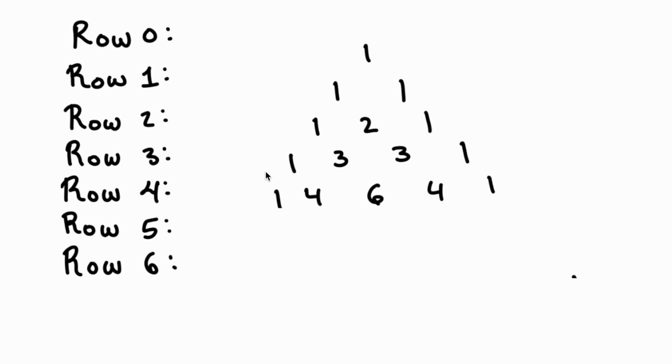In row 4, the same thing. I start with a 1, I add the two numbers above. 1 plus 3 is 4, 3 plus 3 is 6, 3 plus 1 is 4, I need to end, and I end up with a 1. Start and end with a 1, so I start with a 1, 1 plus 4, 5, 4 plus 6, 10, 6 plus 4, 10, 4 plus 1, 5, I need to finish, so I end up with a 1.